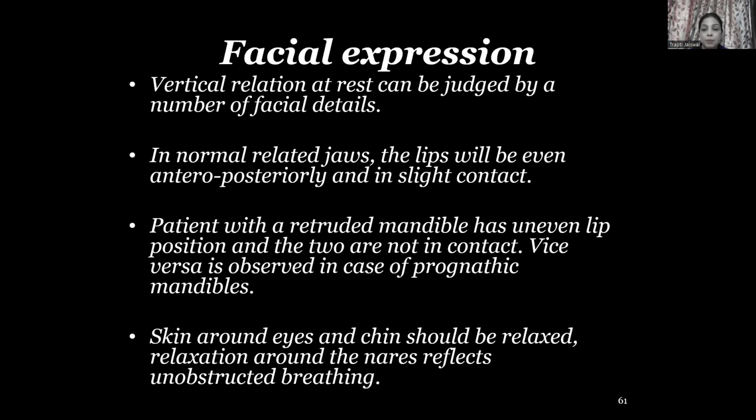A patient with a retruded mandible has uneven lip position and the two lips are not in contact. Vice versa is observed in the case of prognathic mandibles. Skin around the eyes and chin should be relaxed. Relaxation along the nares reflects unobstructed breathing. So this was the method of facial expression used as a guide in recording the vertical dimension.